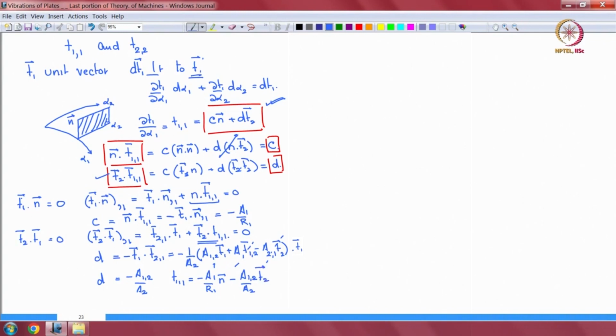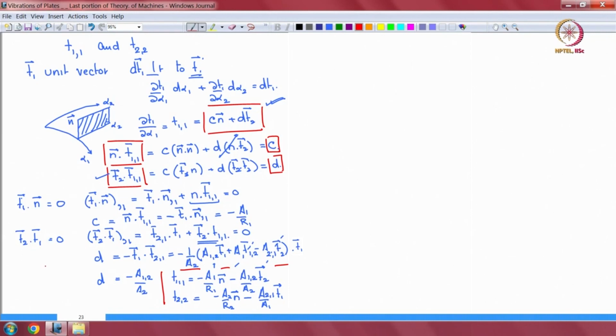okay, and T2 comma 2 is equal to minus A2 by R2 n minus A2 comma 1 by A1 T1, and this was used in finding the new T1 comma 2 and 2 comma 1, okay.